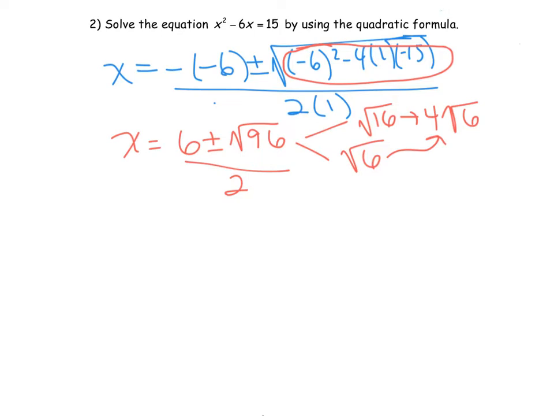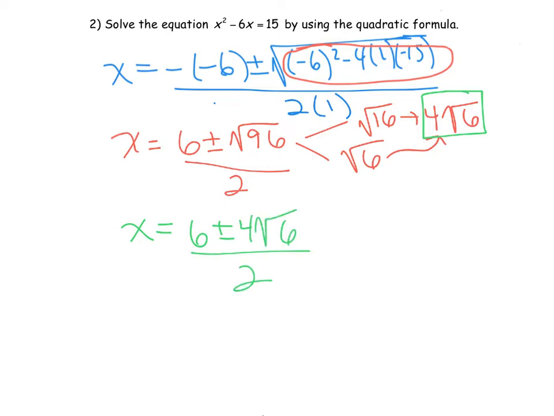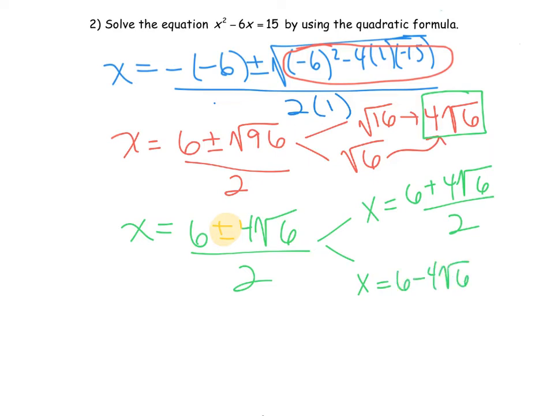Alright, so I want to clean up what I have here. I have x equals 6 plus or minus the square root of 16 and the square root of 6 breaks down into 4 radical 6 all over 2. Alright, let's split this because we have the plus or minus here in the middle. So I want to split this in half. So we will have x equals 6 plus 4 radical 6 over 2, and x equals 6 minus 4 radical 6 over 2.